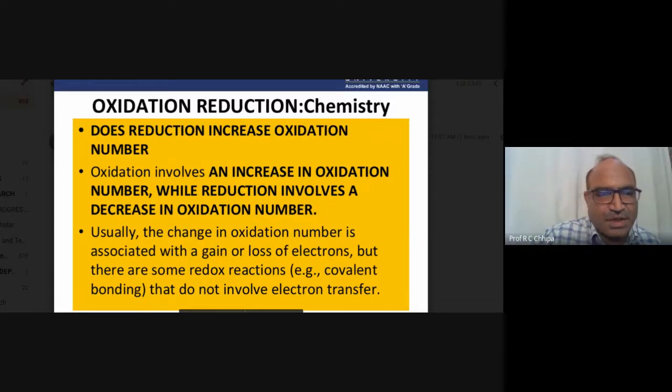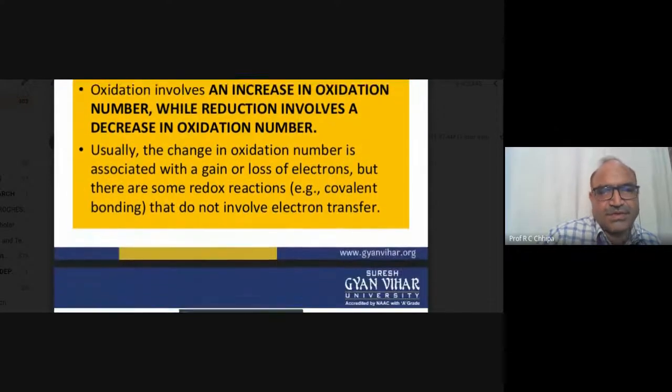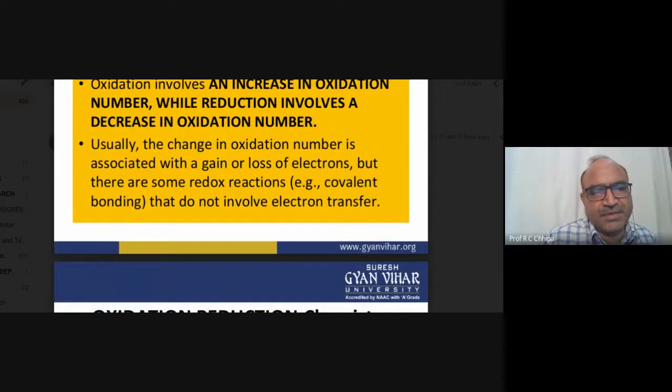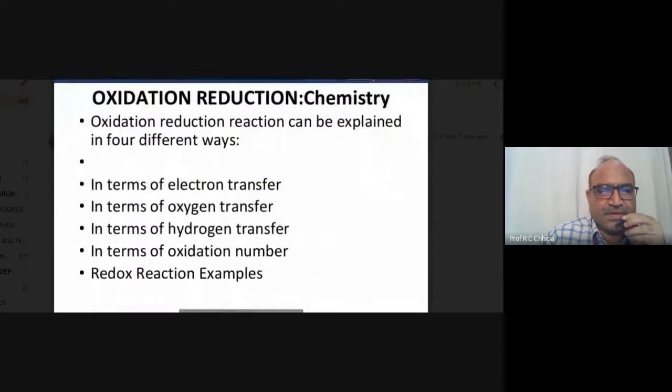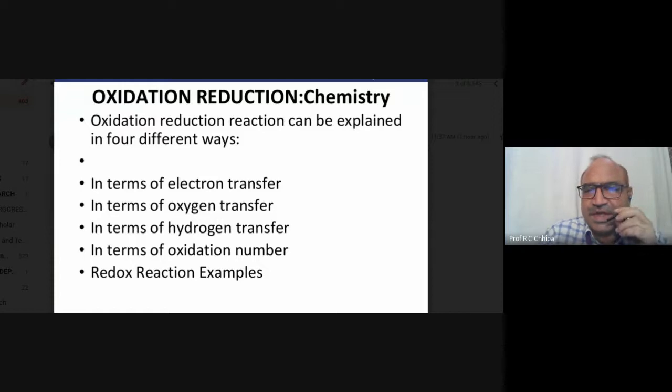This is the thing. So let's continue with the next one. Usually the change in oxidation number is associated with gain or loss of electrons, but there are some redox reactions, in covalent bonding, that do not involve electron transfer. Now, an oxidation reduction reaction can be explained in four different ways. And what are those ways? Those are in terms of electron transfer.